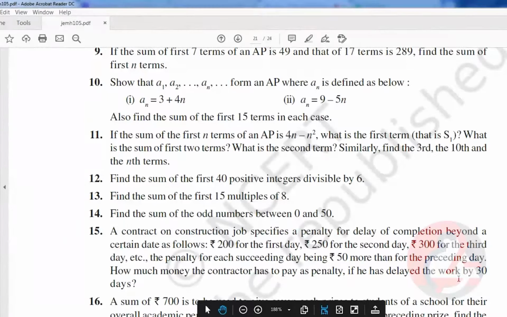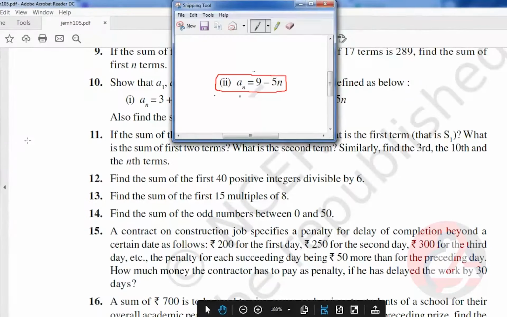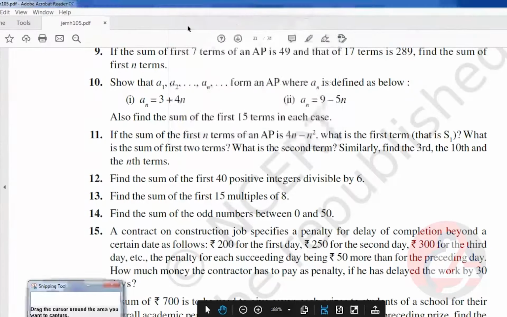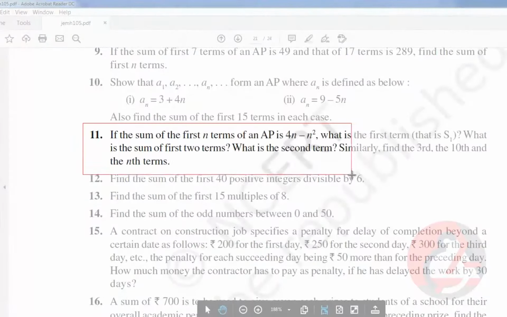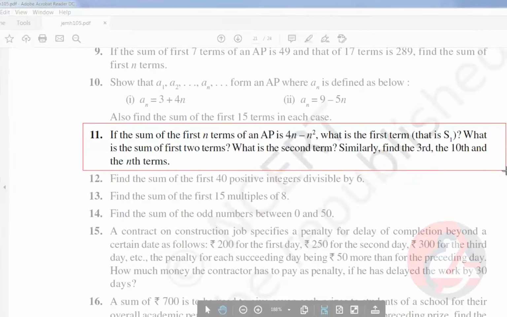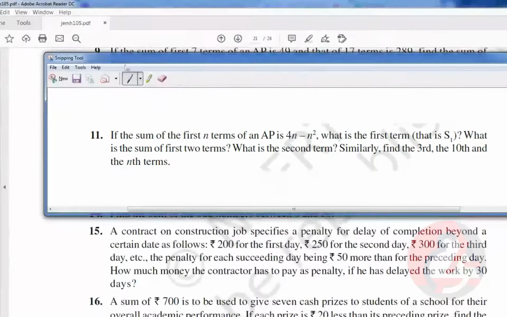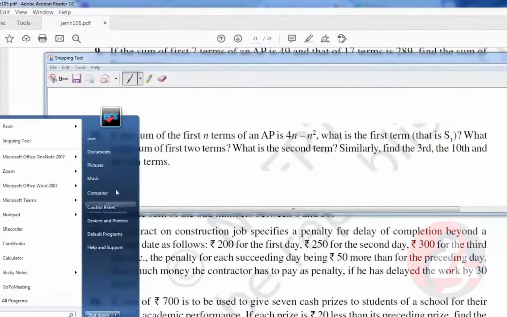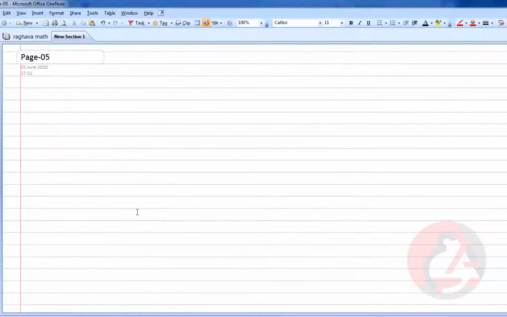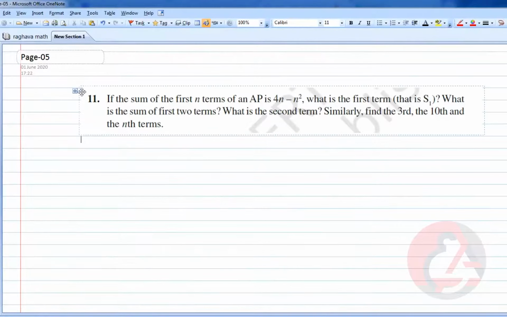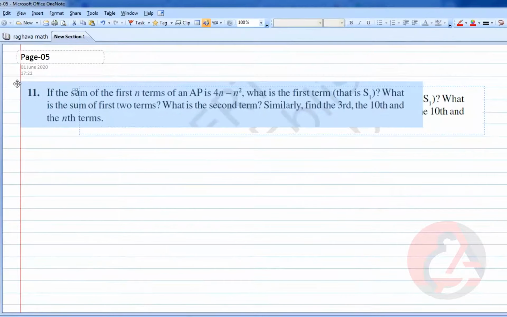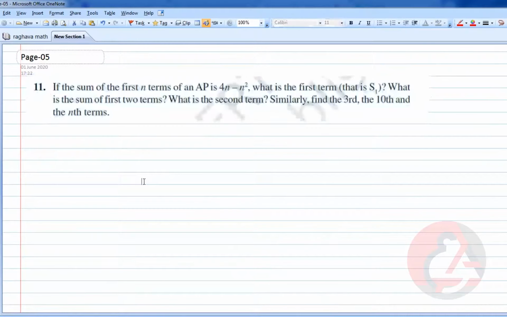I'm moving to the 11th one. Please try to understand the question, try to solve this question. I will give you a few minutes time. Please solve this question.